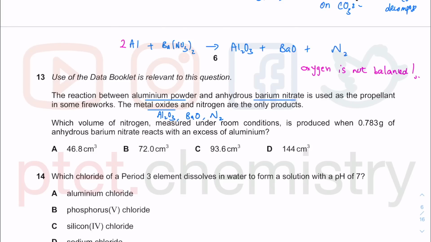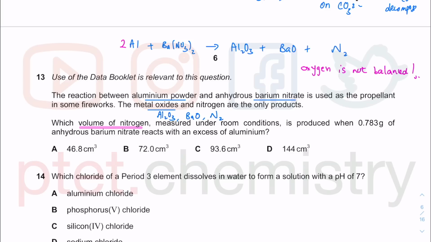But what else do we know? Okay, they did say metal oxides. They never say that it has to be BaO, or could be, I don't know. Okay, well, let's have a look at the question first. All right, so what volume of nitrogen? Sometimes in mole calculations it might not be something that you need, right? So based on the atoms, the aluminium, the barium, and the nitrogen, that is definitely balanced.